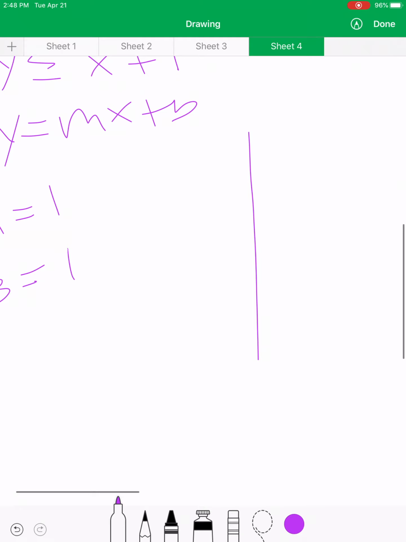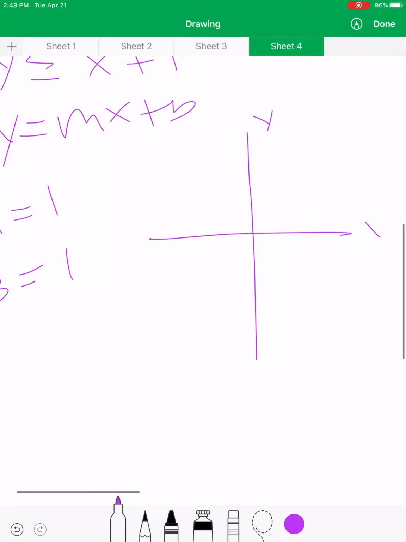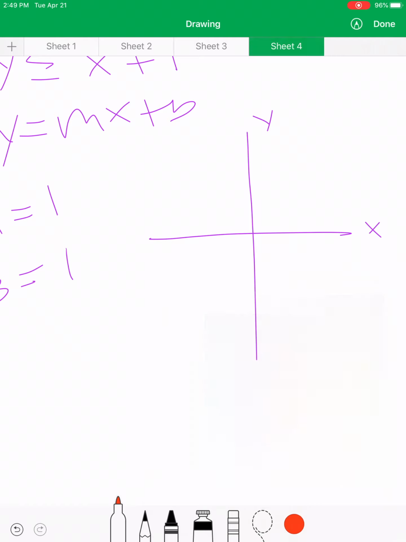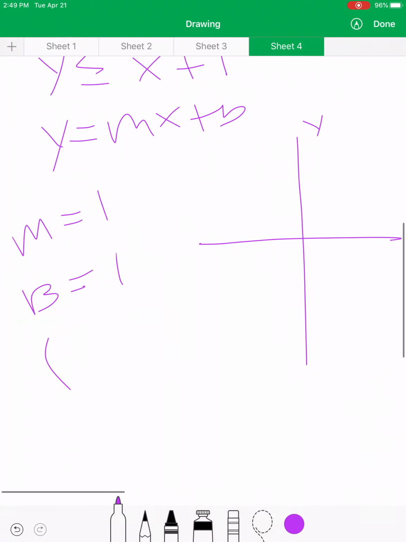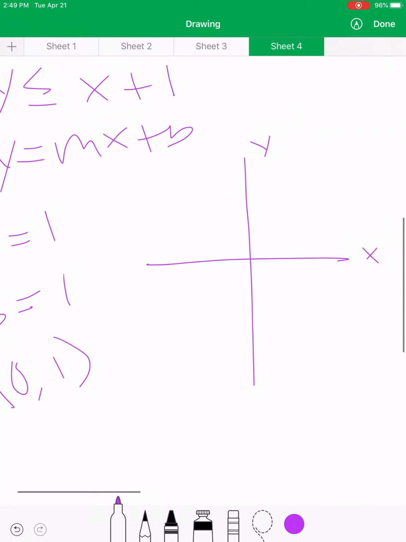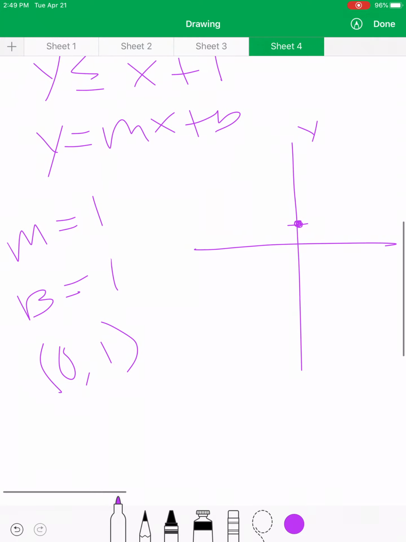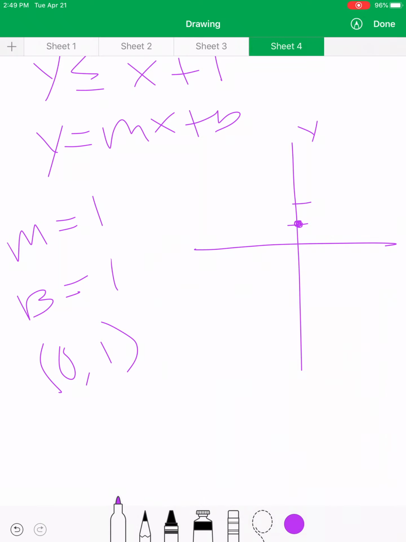So when I go to graph this, all right, I always start at my b value. My b value is where my graph crosses the y-axis. There's my y-axis, there's my x-axis. So let's see here. My b value, actually I'll stick with the purple for 1 second. My b value is 0, 1. So I'm going to go, not moving left or right, I'm just going up 1. There's that point. And then I use my slope to find the next point. And let me put some dashes on our graph here.